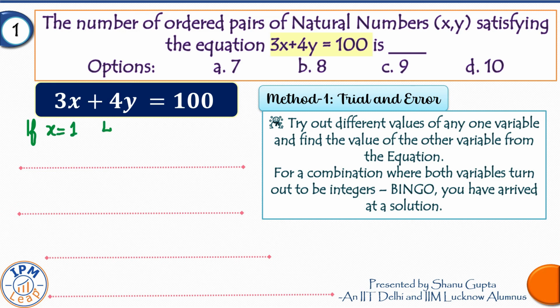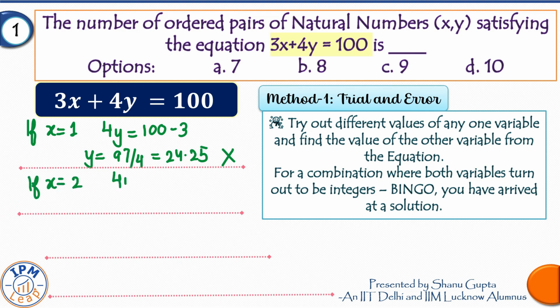So if we take x is equal to 1, we get value of y as 100 minus 3 divided by 4. 97 upon 4 is 24.25. But in this combination, y is not an integer. So we have to drop this solution. Next value that x can take is 2. After 1 comes 2. So for x is equal to 2, y is equal to 100 minus 6 divided by 4. 94 upon 4 is 23.5. Again, in this combination, y is not an integer. So, we must drop this solution as well.